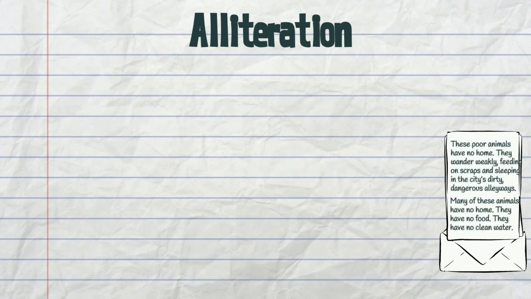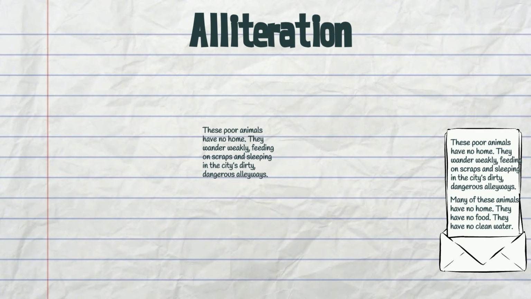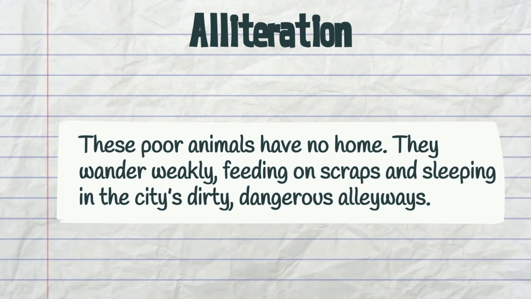Let's go back to the same passage from the animal shelter letter. Can you see any alliteration? The author wrote that the animals wander weakly, and the city's streets are dirty and dangerous. Alliteration brings emphasis to writing, and it can make key points memorable for the reader.